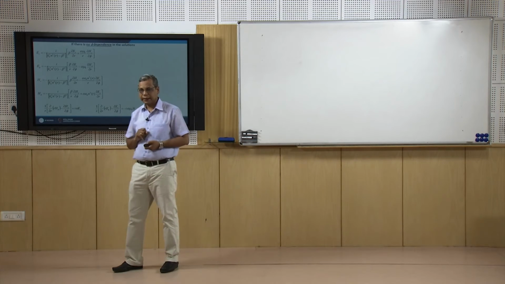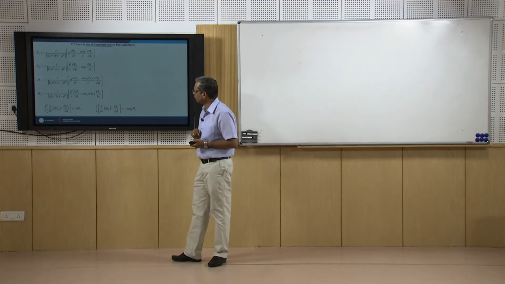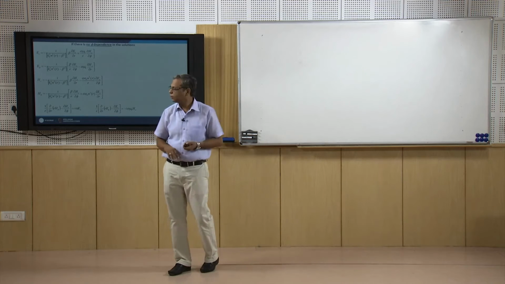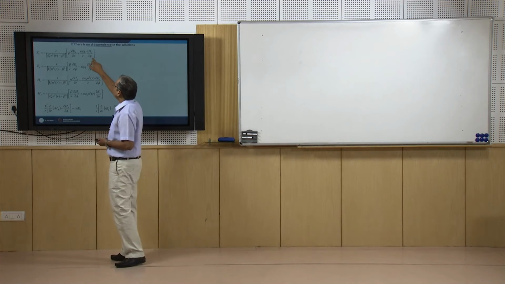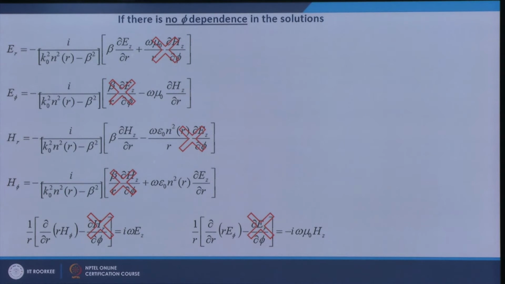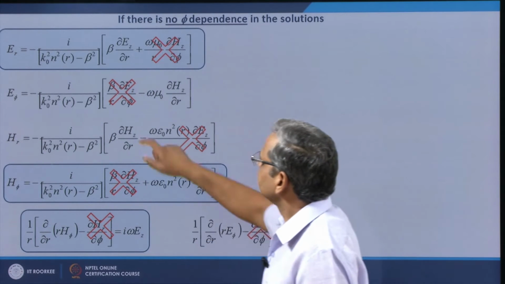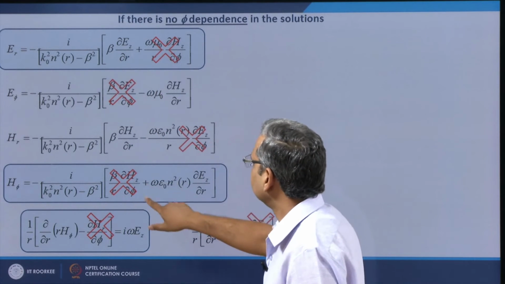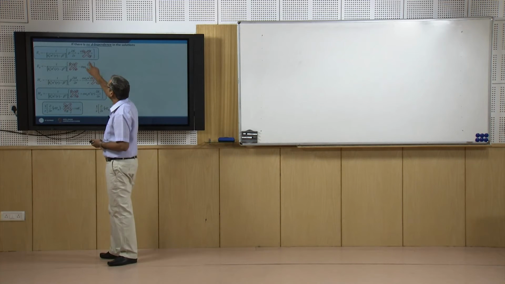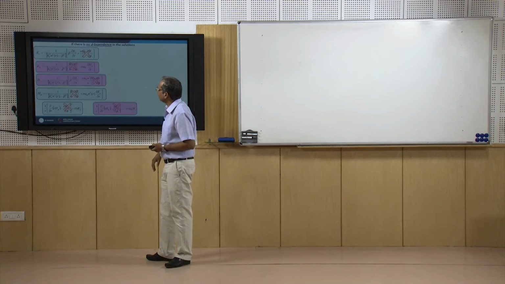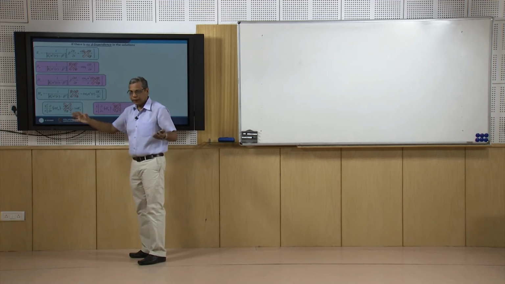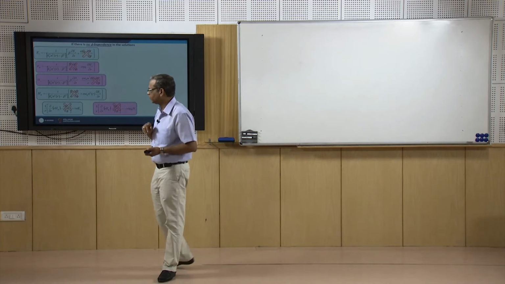However, there is one particular case where I can still have this decoupling, and this is when there is no phi dependence in the solutions. Let us see what happens. If there is no phi dependence, then I put the del phi terms to 0 everywhere. Then I can see that in these three equations I have only Ez and there is no Hz, so Hz is equal to 0, and in these other three equations there is no Ez, so Ez is equal to 0. So, only for this case I can separate out the two polarizations. I can decouple the two polarizations TE and TM.